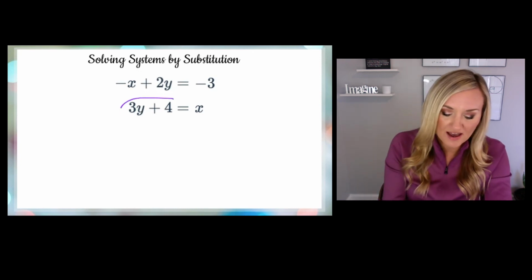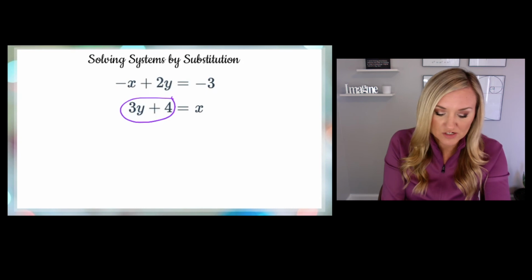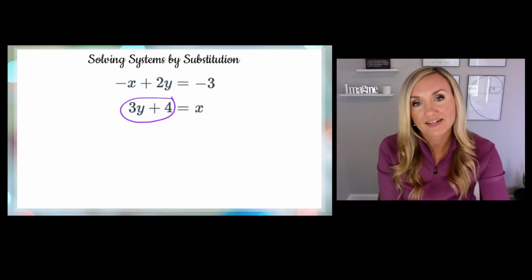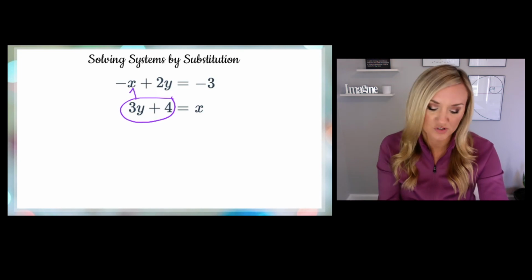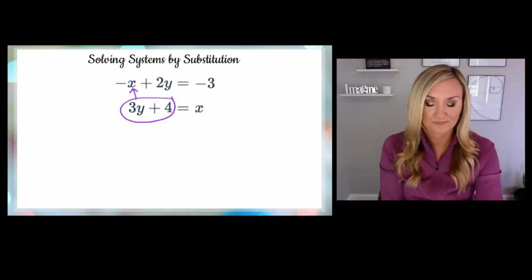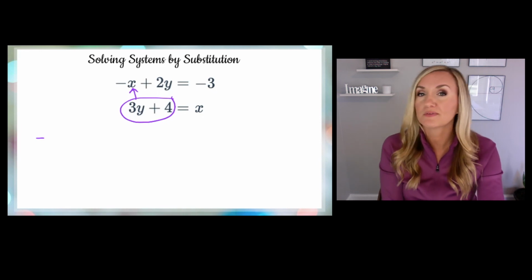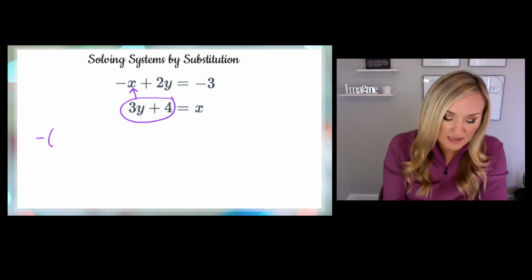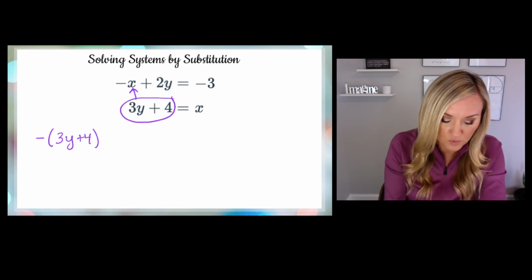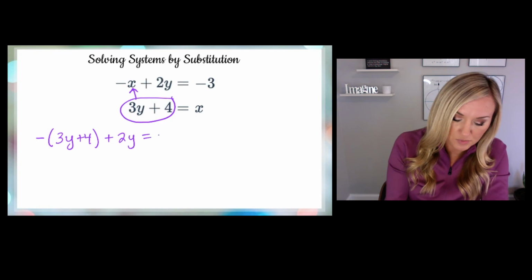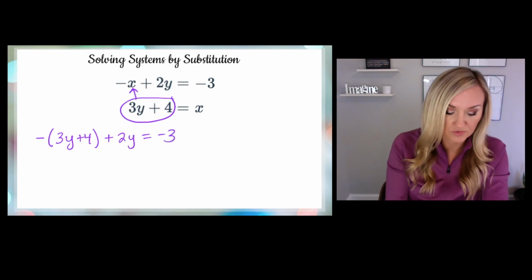Here we go. I notice that the second equation has a variable all by itself. It's x. So I'm going to circle everything that x is, and I'm going to plug it in for x on the first equation here. Cool. All right. So I see that there's a negative out front. We have to remember that negative. It's super important. And I'm going to write a parenthesis because 3y plus 4 is going to go in for x, all of it. Plus 2y equals that negative 3.